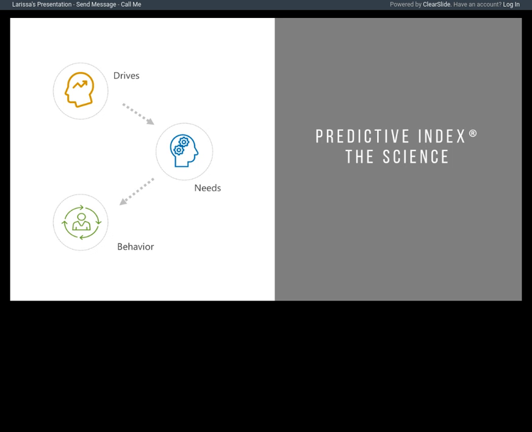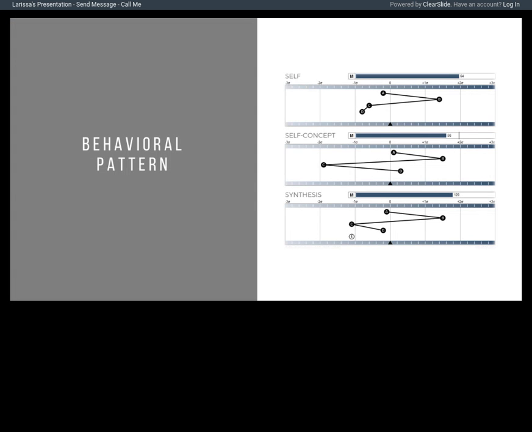So let's take a look at that through the lens of our behavioral pattern here. I'm sure each of you has seen one of these before. When we're describing this, I break it down into each of the three graphs. If you remember when you took the Predictive Index Behavioral Assessment, you were only asked two questions. The first question was loosely worded: what do others expect of me? That data is represented in that center graph, the self-concept.